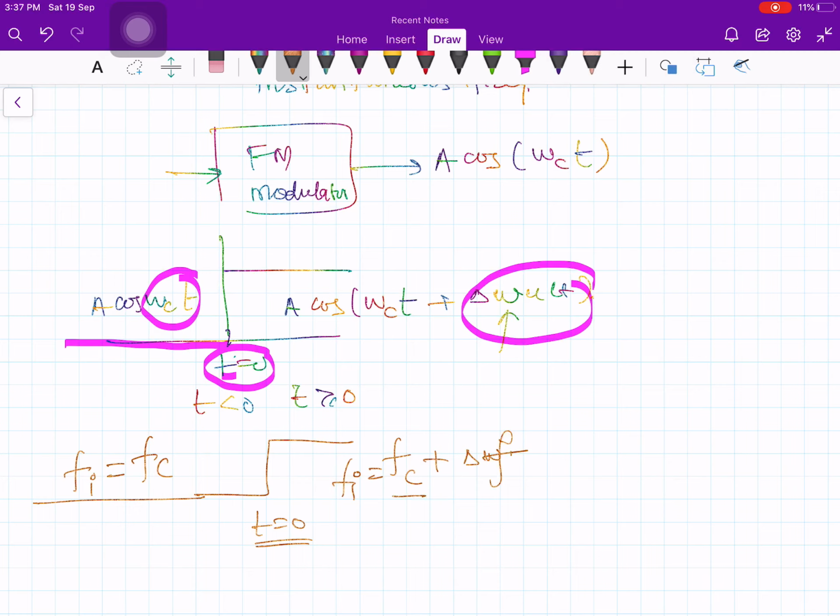So this type of simplification will help us to simplify the non-linear analysis, the non-linear differential equation. So that is the only purpose we are talking about this.